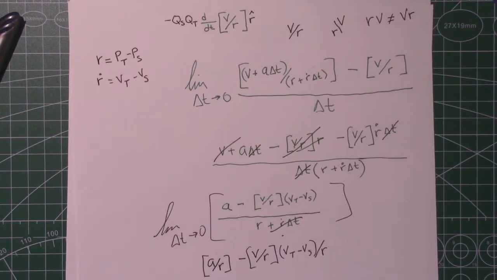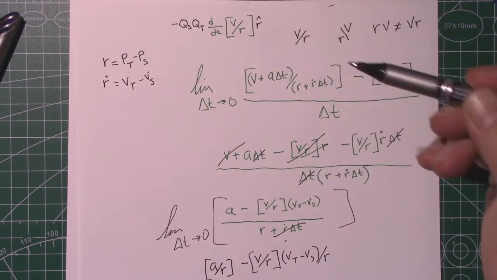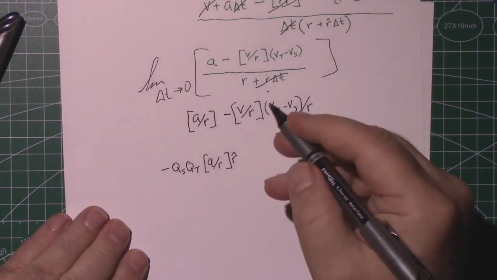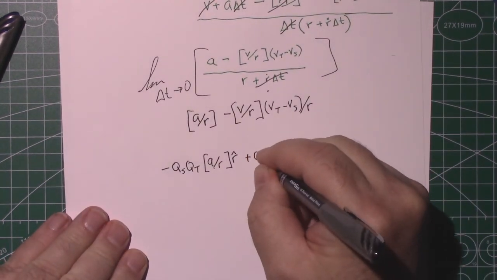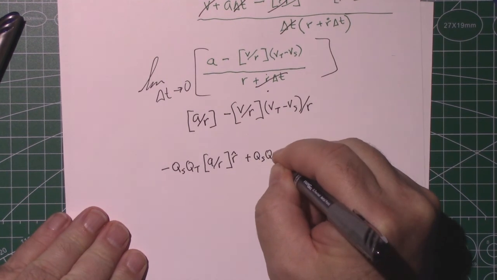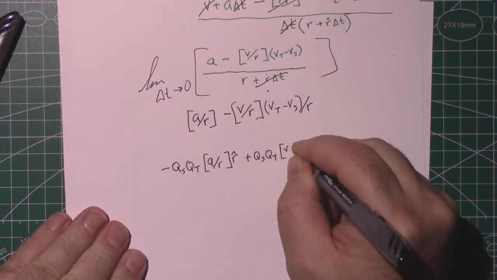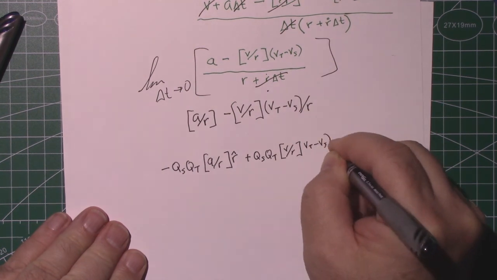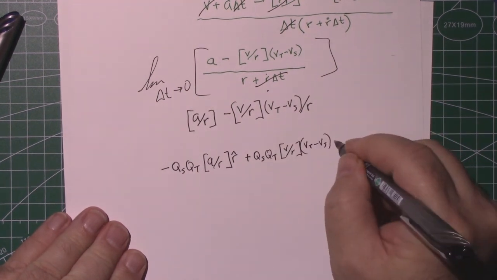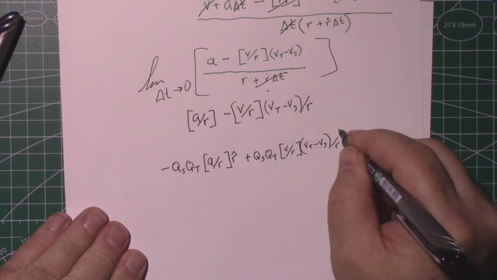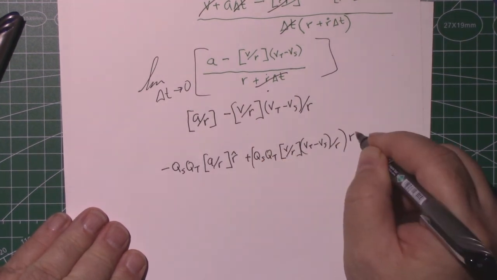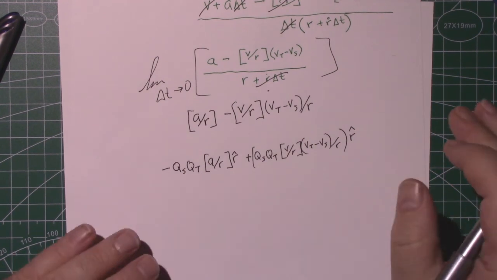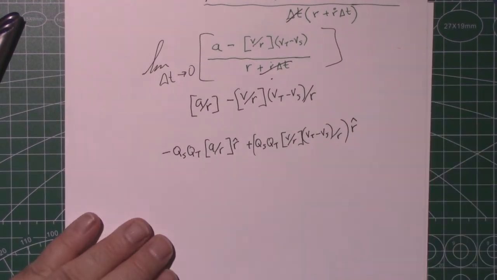Now, because we have a minus sign here and a minus sign here, they cancel, and we're left with a plus QS QT V over R, VT minus VS over R, and this whole thing is multiplied by R. All right, so now we can divide through.